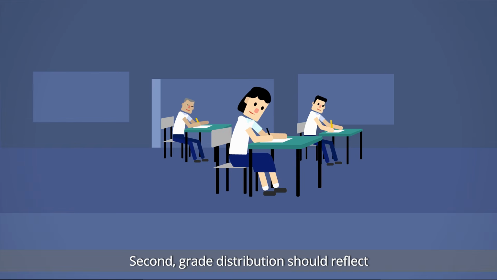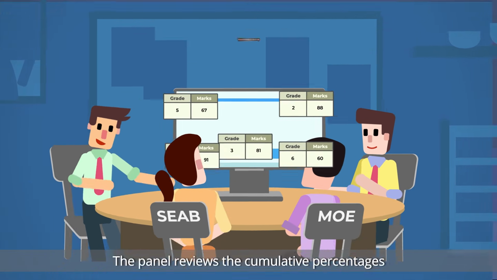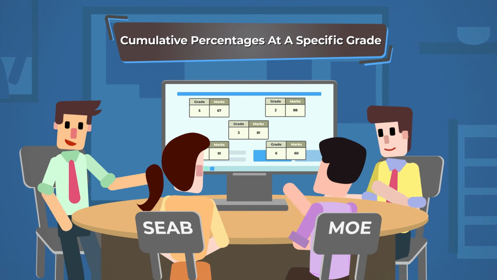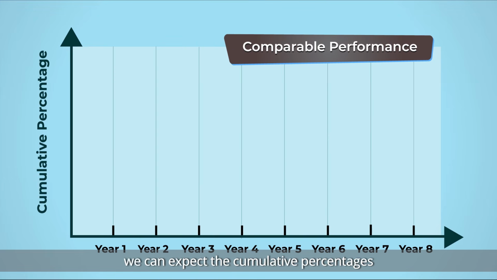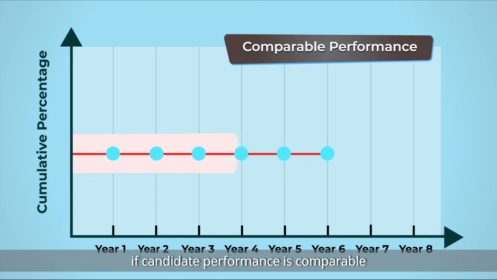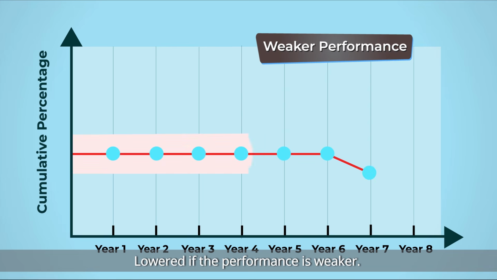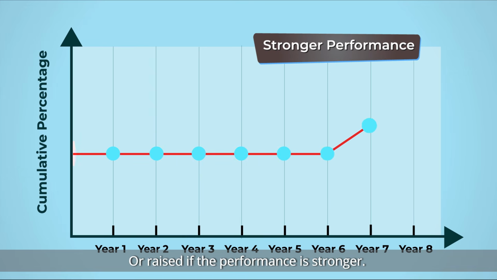Second, grade distribution should reflect the quality of candidate performance. The panel reviews the cumulative percentages at a specific grade. With a grade threshold set, we can expect the cumulative percentages of grades to be maintained if candidate performance is comparable to previous years, lowered if performance is weaker, or raised if the performance is stronger.